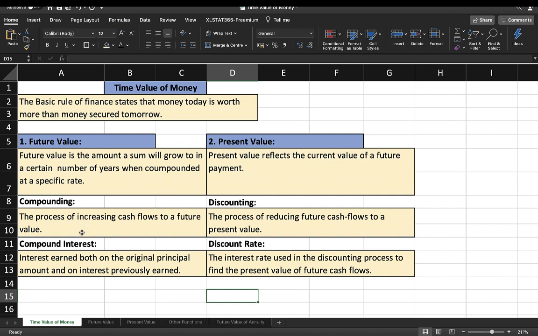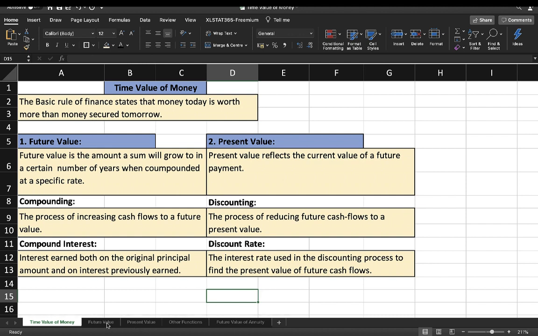So in case of future value, we calculate compound interest, whereas in case of present value, we calculate the discount rate. Compound interest is earned both on the original principal amount and on interest previously earned, whereas the discount rate is the interest rate used in the discounting process to find the present value of future cash flows.